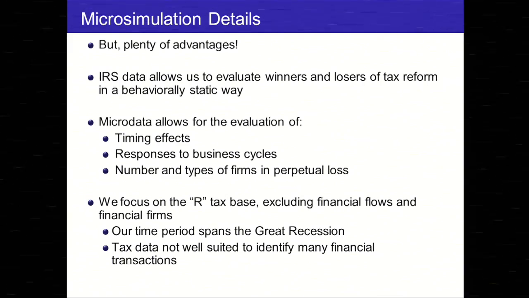And again, because the tax data is not well suited to really separate the financial flows out, we think about the R base, and then we exclude the financial industry from our analysis. So this is for all firms but financial firms, and it's an R-based tax. If you look at the Auerbach paper, he talks about business-to-business transactions between firms. There's an equivalence between the R and the R plus F base. What you need to worry about are firms that are making loans directly to consumers. And then you need to explicitly deal with their income statements and how to separate those transactions.